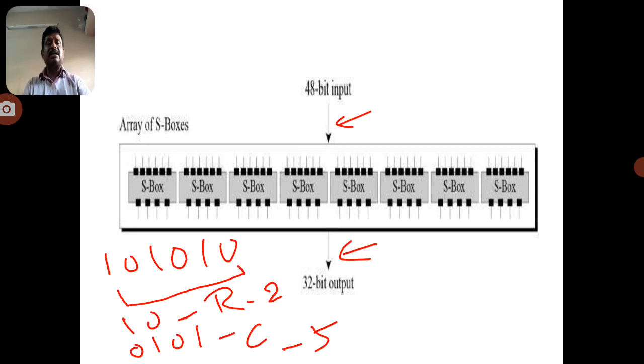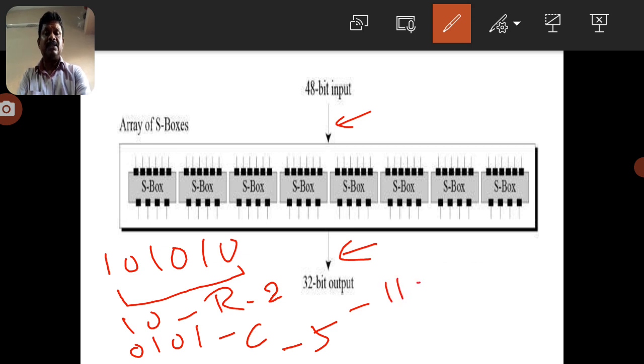The substitution boxes are of size 64, meaning 4 rows and 16 columns, that is 4 into 16 order. So the 64 values are taken, and the second row and fifth column entry is selected. Suppose the value in the second row and fifth column is 11. How do we convert 11? It is 1 value, 2 value is 1, 4 value is 0 and 8 value is 1.